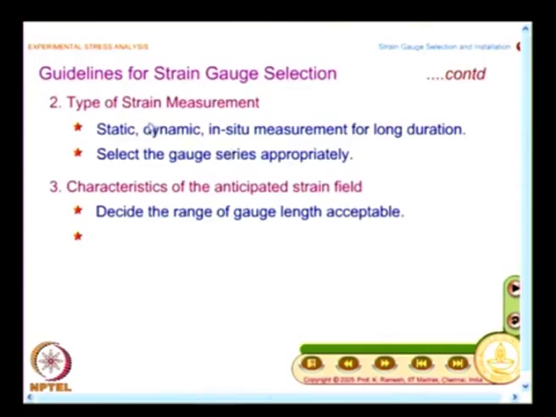When I go for dynamic, I can go for isoelastic alloy. When I go for in situ measurements, you may go for a karma alloy. So, you need to decide the type of strain measurement.